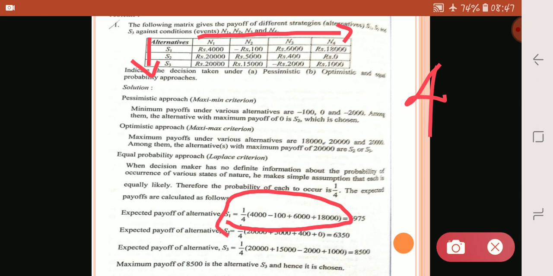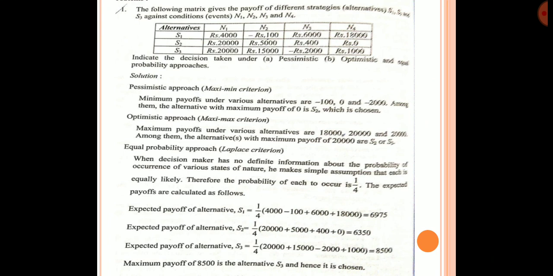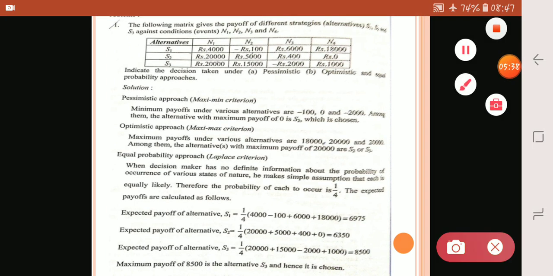S1 is equal to 1 by 4 of 4000 plus minus 100 plus 6000 plus 18,000. This is how you find the payoff of S1. Similarly, find for S2 and S3. Then once you find the values of S1, S2 and S3, what you have to do is find the maximum value from these three.